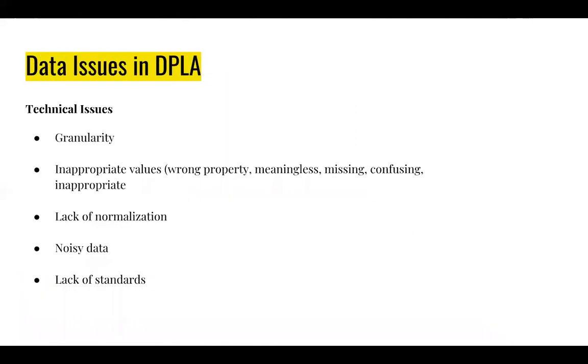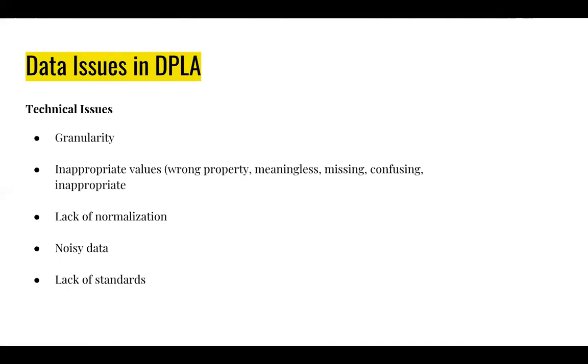So the kinds of data issues that DPLA is going to care about in terms of metadata quality are things like this: granularity, which has to do with whether or not your source schema has more or less level of detail than ours does, and how that transformation happens between those two.